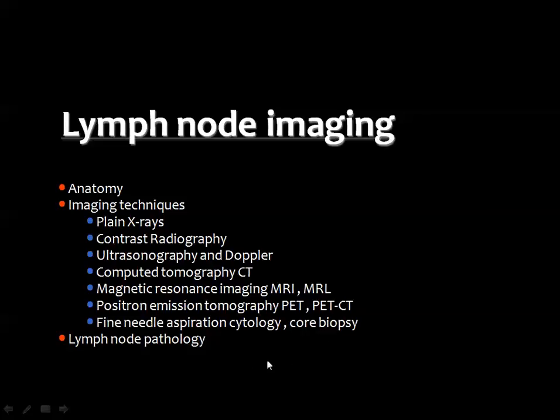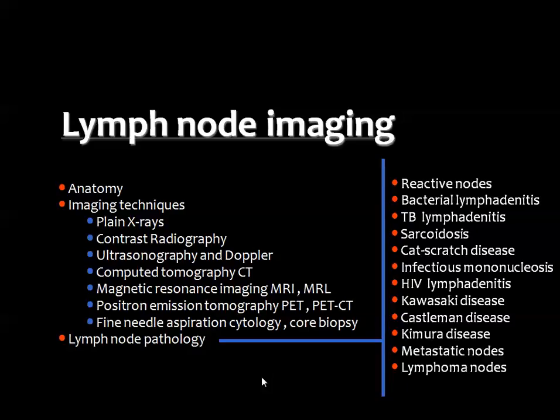Lymph node pathology is quite variable, and it includes a broad spectrum of diseases, and we will have an idea about the appearance of reactive lymph nodes and the inflammatory nodes, including the bacterial and TB lymphadenitis. Then some words about sarcoid, cat scratch disease, infectious mononucleosis, HIV lymphadenitis, Kawasaki disease, Castleman disease, Kimura disease, then the malignant nodes, including the metastatic and the nodes of lymphoma.